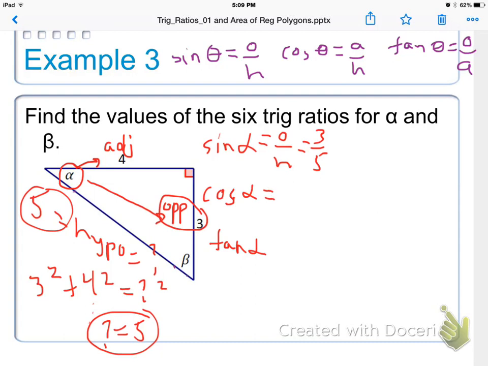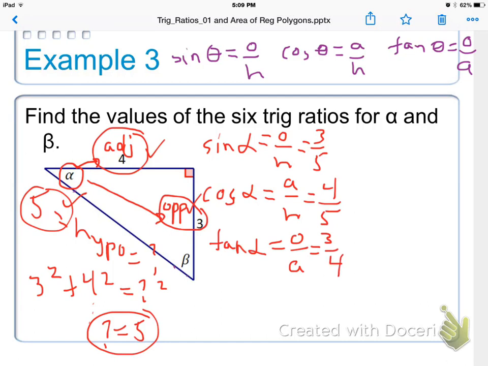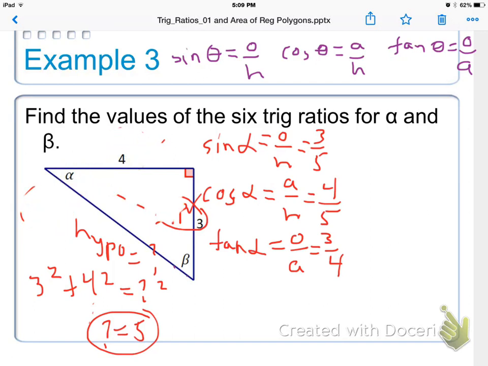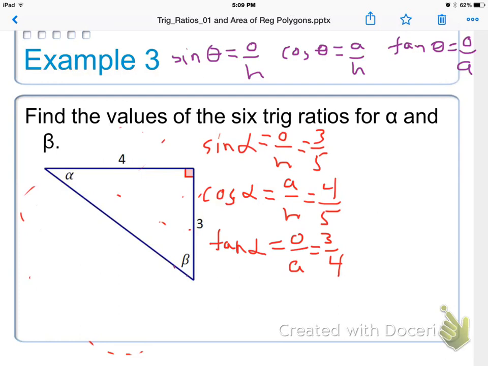Okay? The cosine of alpha is adjacent over hypotenuse, and the adjacent is 4. And we already said the hypotenuse is 5. Okay? And the tangent of alpha is opposite over adjacent. We already got opposite is 3. Adjacent is 4. Okay, so we've done that one. So let's erase all that out. We still have to do beta. Okay, so let's do that right now.